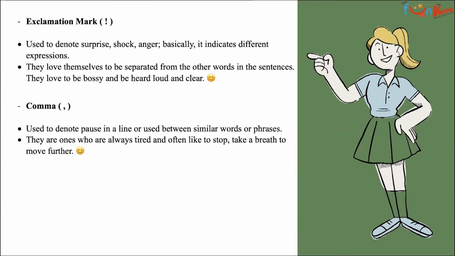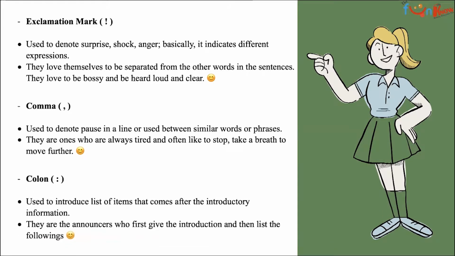The next type of punctuation we learned was comma. They used to denote pause in a line or used between similar words or phrases. They're the ones who are always tired and often like to stop, take a breath to move further. Colon is used to introduce a list of items that comes after the introductory information. They are the announcers who first give the introduction and then the list of the followings.